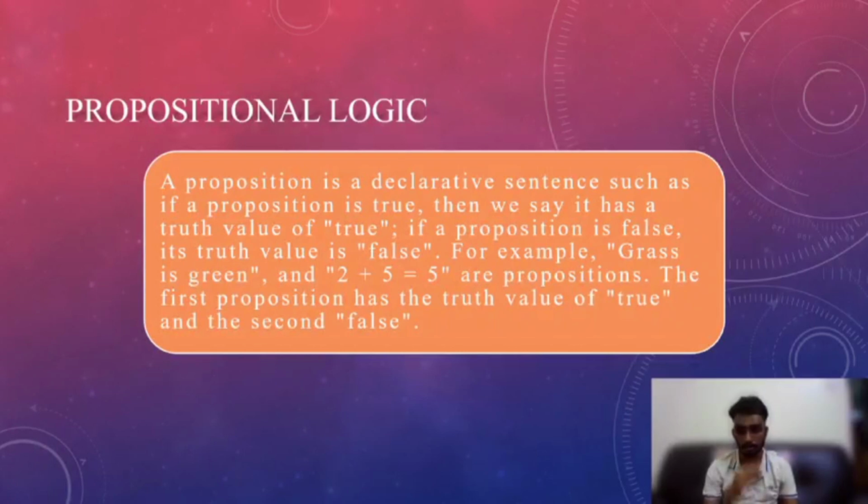So I'm going to talk about the first subtopic in the logics chapter, which is chapter 1. First is propositional logic. A proposition is a declarative sentence such that if a proposition is true, then we say it has a truth value of true. If a proposition is false, its truth value is false. For example, grass is green and 2 plus 5 equals 5. The first proposition has the truth value of true, and the second is false. That's an example of a proposition.